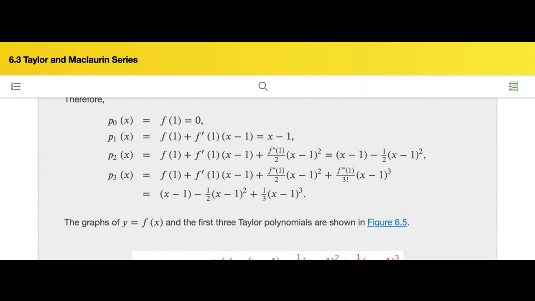Why is it over 2 and not 2 factorial? Oh, 2 factorial is exactly 2, because 2 factorial is just 2 times 1. It should be 2 factorial, but 2 factorial is 2, so they just didn't bother to write 2 factorial.